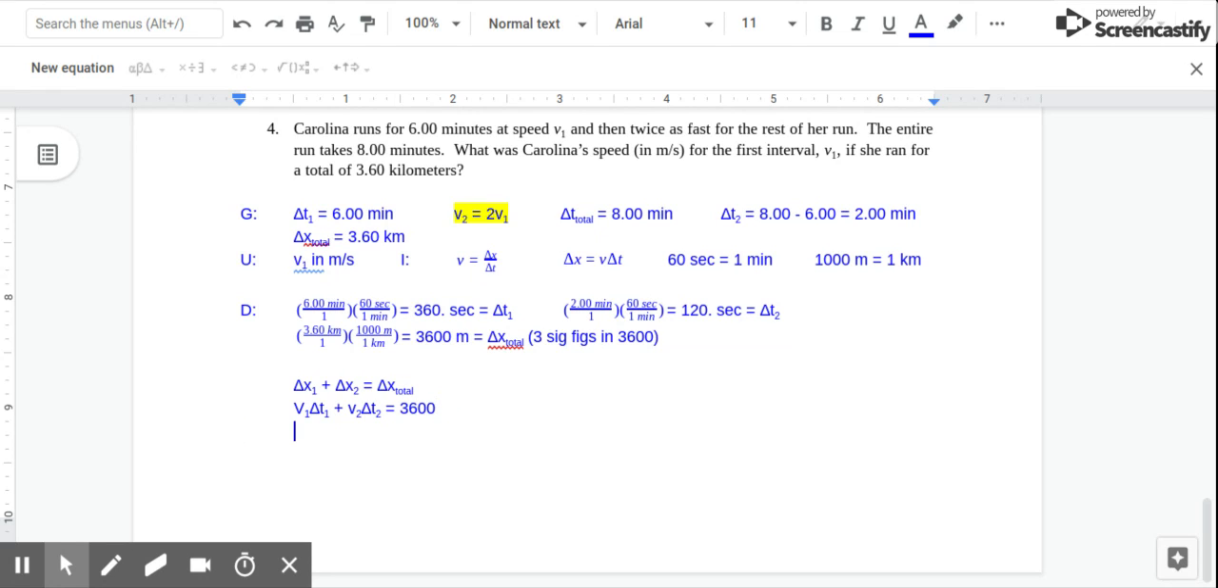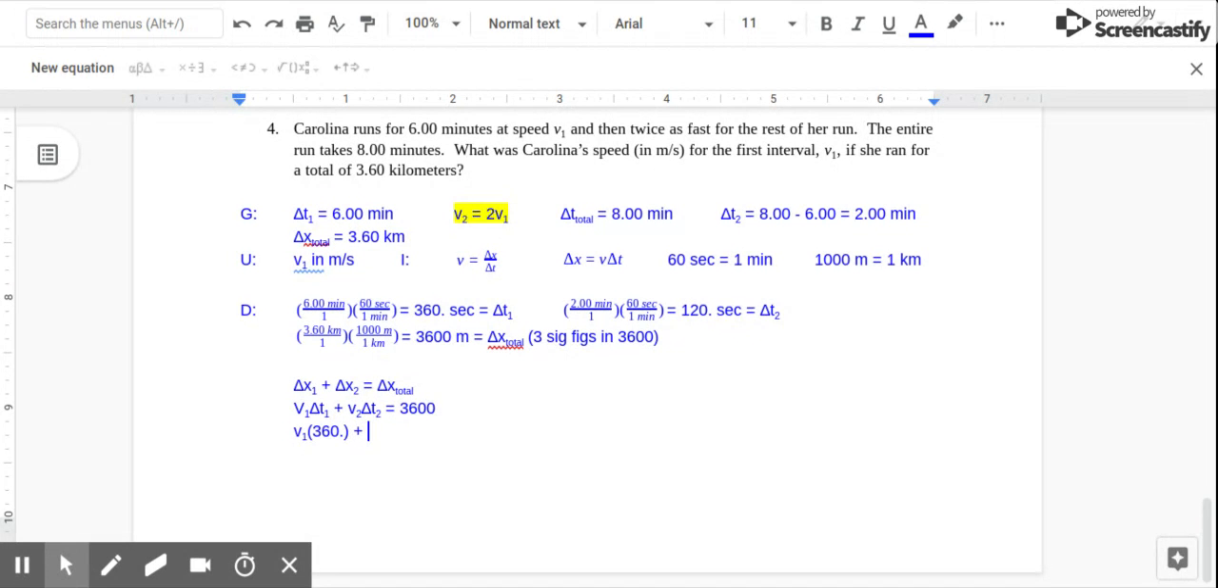Then I'm going to keep plugging in v1. We don't know what v1 is. That's actually what we're solving for. So it makes sense we just keep it in there as v1 because we don't know the number for it. But change in t1 we do know. It's 360. seconds.